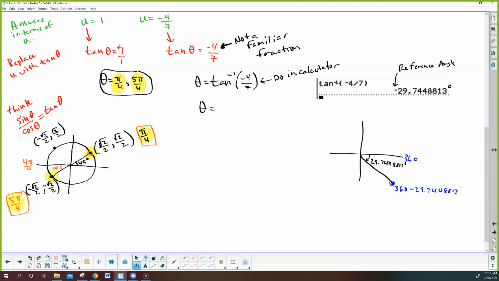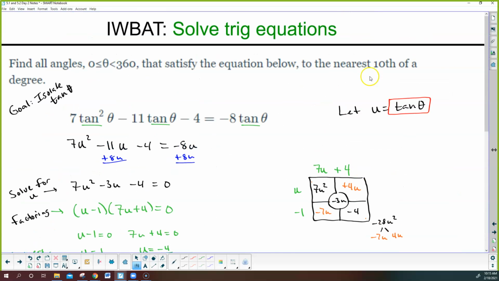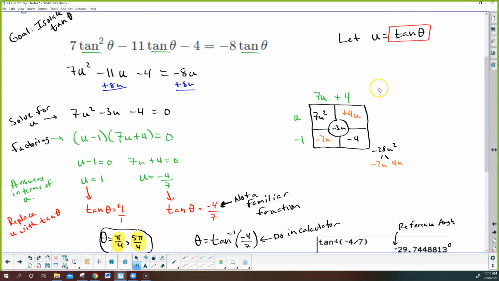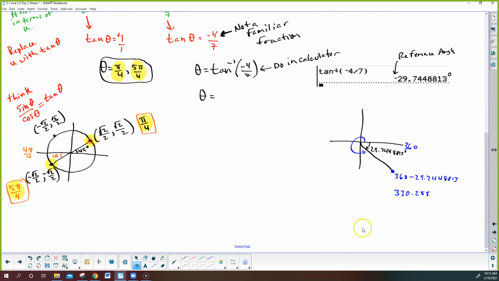So then I know that this angle from here all the way to here is 330.255. And I think they might even, I'm going to go back up here quick, and round to the nearest tenth. So we do have to round accurately as well. So this would be 330.3 degrees. There's one of my answers.